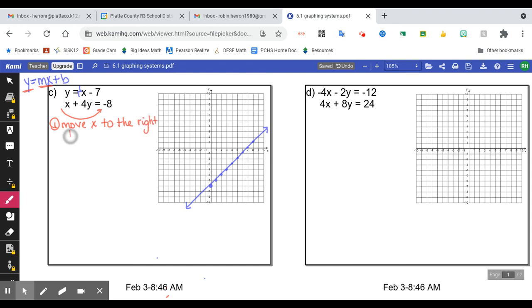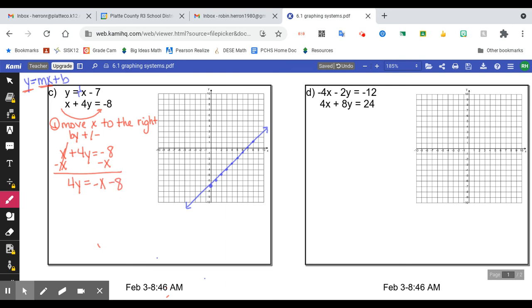Okay? And I'm going to do that by either adding or subtracting. If it's a positive, I'll subtract it. If it's a negative, I'm going to add it. So I'm going to show you that step right here. x plus 4y equals negative 8. I'm going to subtract it because it's positive. These are gone. I have 4y equals. Now, I'm going to write x first because it comes first in mx plus b. So negative x minus 8.